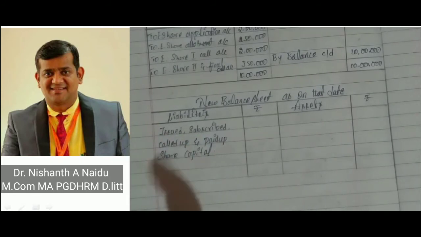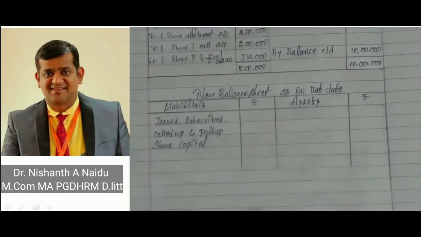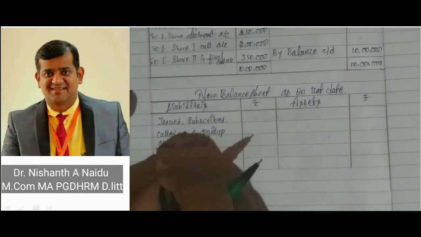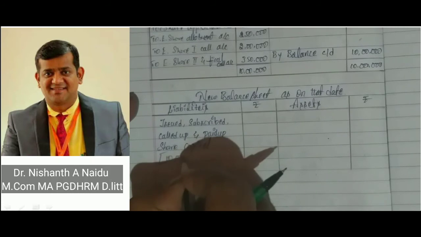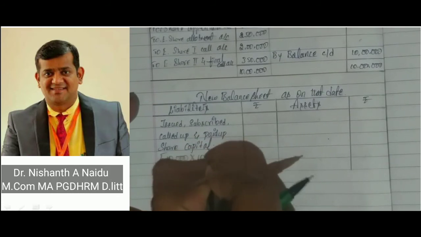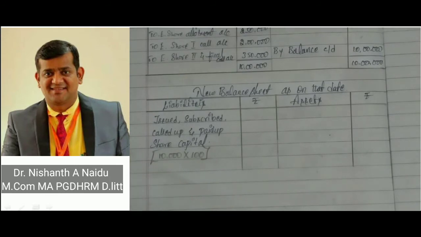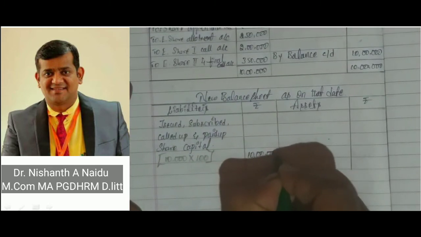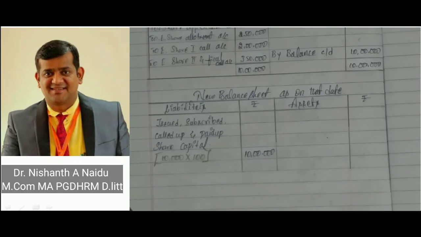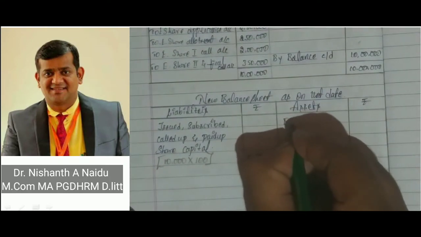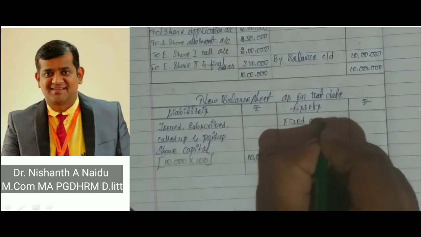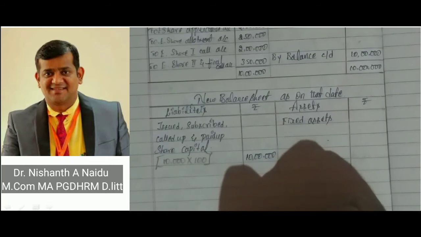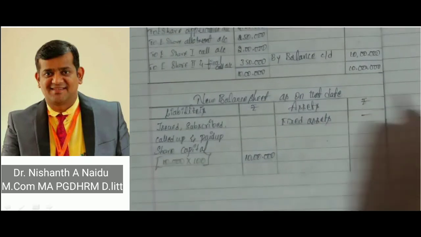Issued, subscribed, called up, and paid up share capital. So, how many shares has the company issued to the public? Yes, 10,000 shares of rupees, how much each? 100 each. So, take the calculator and multiply 10,000 into 100. So, you're going to get, yes, 10 lakh rupees. Perfect. Okay. So, now in the asset side, we have fixed assets first. Do we have any fixed assets in the problem? Like land, building, plant, machinery, motor van, computers, furniture? No, right? So, mark it nil.